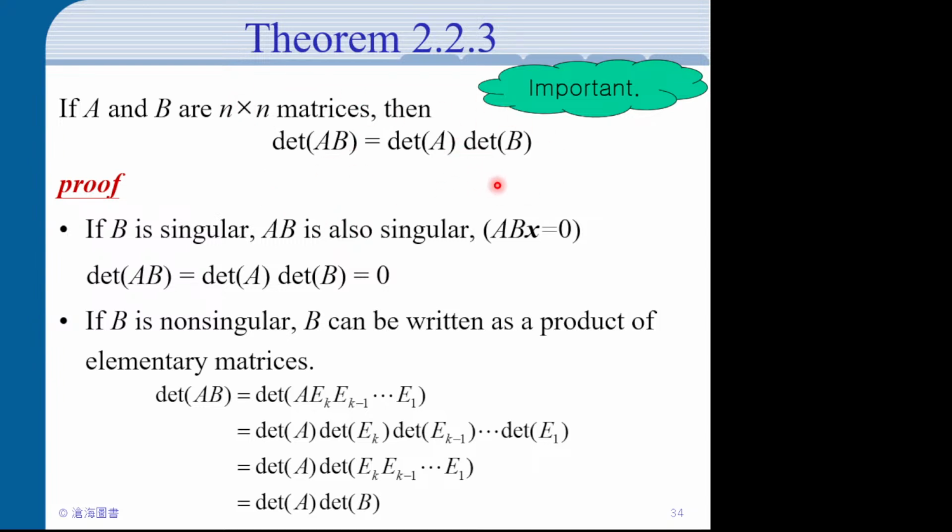And okay, so we have a proof, but we need to go into two cases. So I guess the first is the easy case. If B is non-singular, then as we say, B can be written as the product of elementary matrices, because you can have a whole bunch of elementary matrices to make B equal to identity, right?